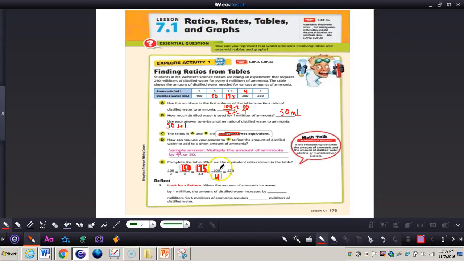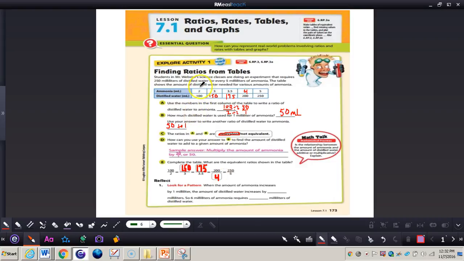So add another 25 and another half, making it 200 to 4. Now, each of these ratios can be reduced down to 50 to 1 for the unit rate. Alright, so let's take a look at the reflect part. It says look for a pattern. When the amount of ammonia increases by 1 milliliter, the amount of distilled water increases by how much?